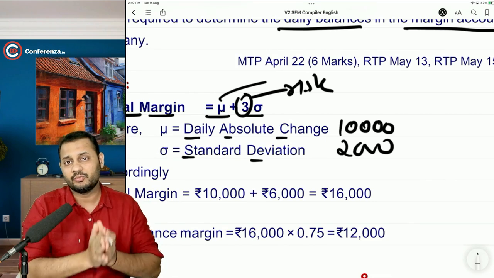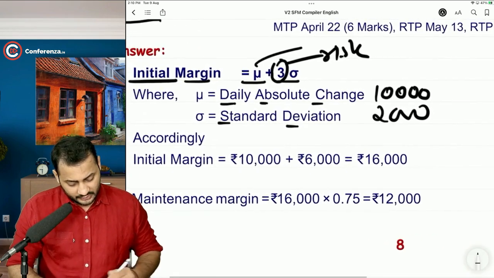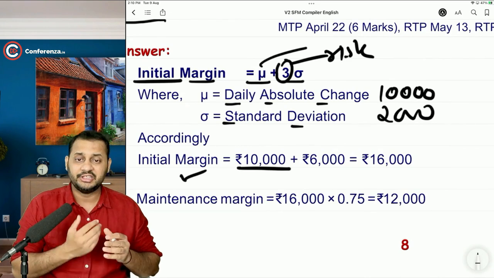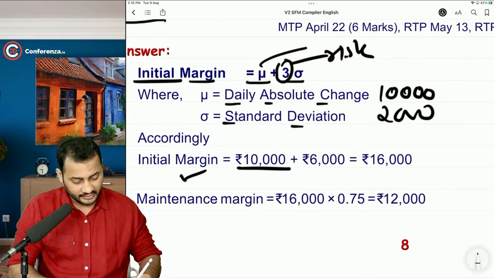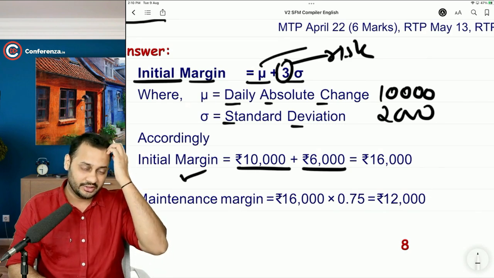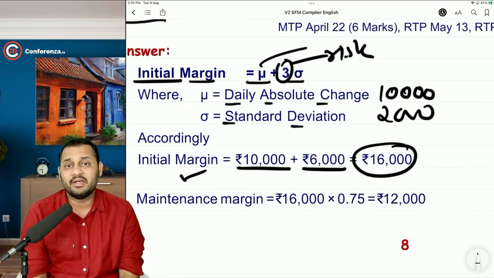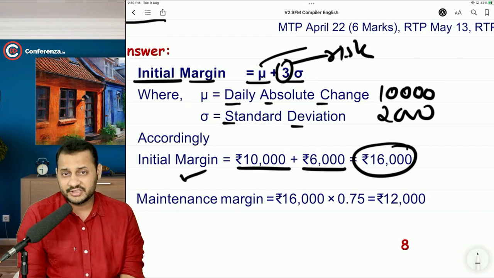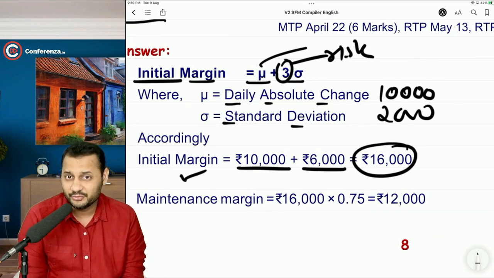Otherwise stick to this formula of mu plus 3 standard deviation. Okay, so the initial margin will be like this: 10,000 rupees, that is the daily change in the particular contract, plus 6,000, which is 2,000 into 3. That means the total loss estimated by the exchange in this contract is 16,000 rupees. So the exchange has asked the trader to deposit 16,000 rupees, and then you can open a position in the futures contract.